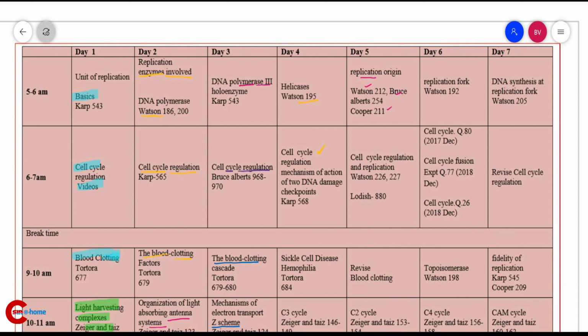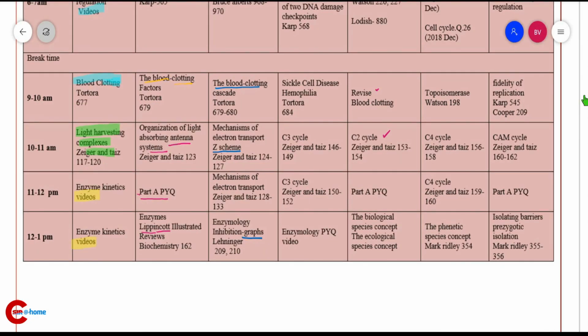Then 6 to 7 a.m., cell cycle regulation and replication, Watson, Lodish. Then 9 to 10 a.m., revise blood clotting. Then 10 to 11, C2 cycle. Then 11 to 12 p.m., just work on the previous year questions on part A. Then 12 to 1 p.m.